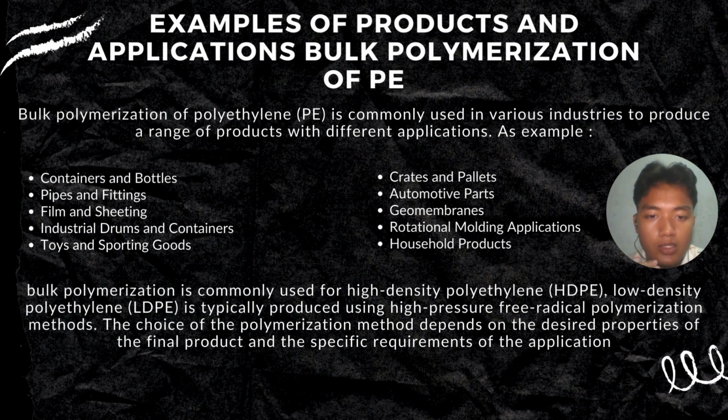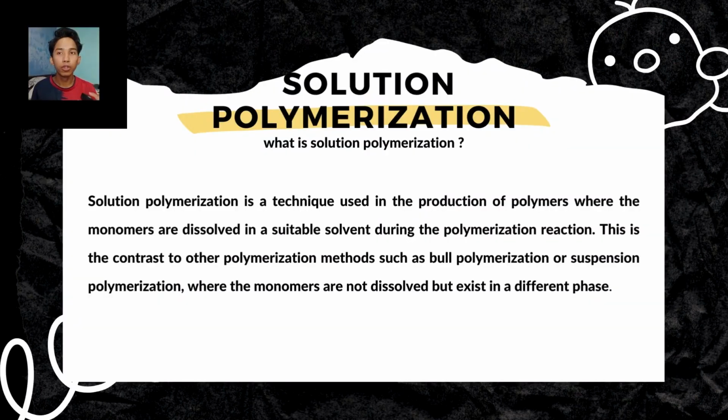The choice of polymerization method depends on the desired properties of the final product and the specific requirements of the application. Solution polymerization is a process where the monomer is dissolved in a solvent during the reaction. Polyethylene, a versatile polymer used in packaging and pipes, can be produced using various methods, including solution polymerization. Actually, there is so much to discuss, but I have to take the most important ones.